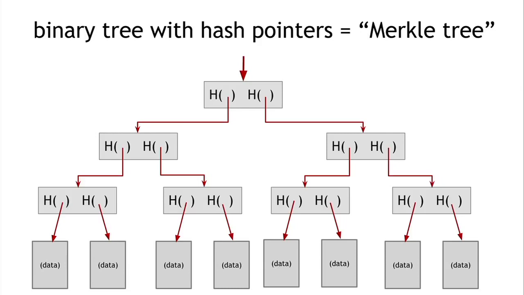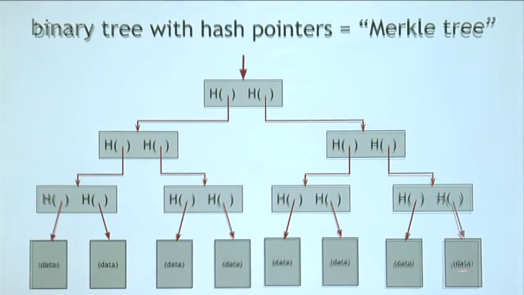Now another useful data structure that we can build using hash pointers is a binary tree. We can build a binary tree with hash pointers, and this is called, in the jargon, a Merkle tree, after Ralph Merkle, who invented it. And the idea is this. Suppose we have a bunch of data blocks, which we'll draw across the bottom down here.